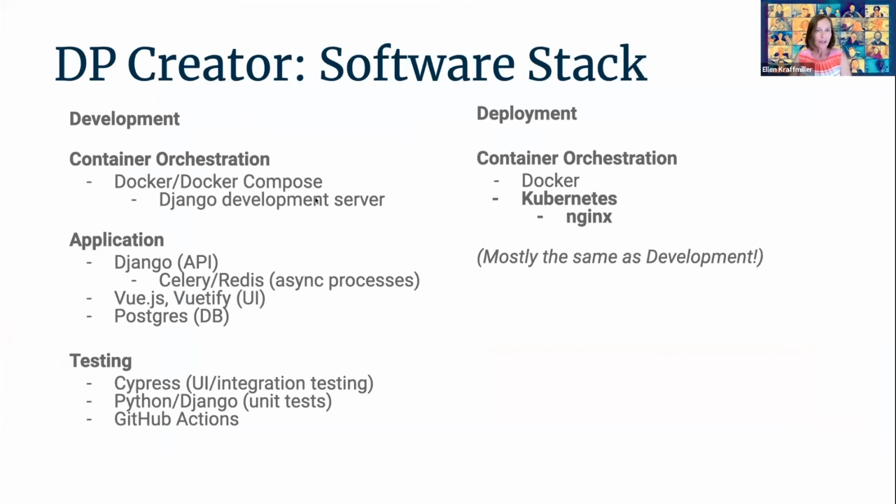And just to go back to our slides. So here's an overview of the technology that we used in DP Creator. On the development side, we use Docker Compose for all the different elements of our application, as well as the Django development server. Our application is Django on the server side. We use Celery and Redis for async communication with the server. Our user interface uses the Vue.js framework with Vuetify components and a Postgres database. We use Cypress for testing and Python Django unit tests, and we use GitHub Actions for running those tests when we commit to GitHub. And in our deployment, we use Docker, Kubernetes, and NGINX.